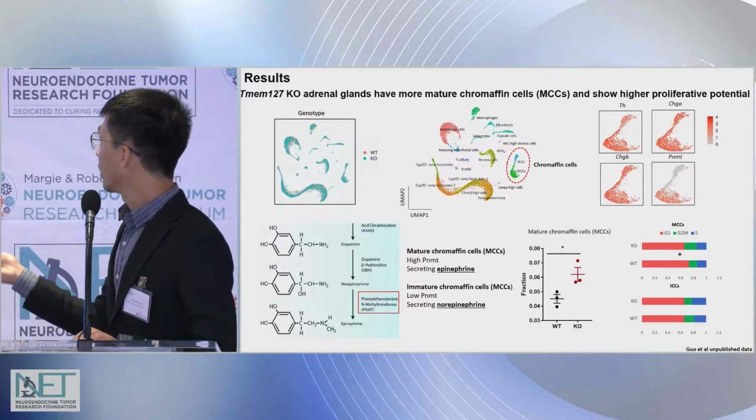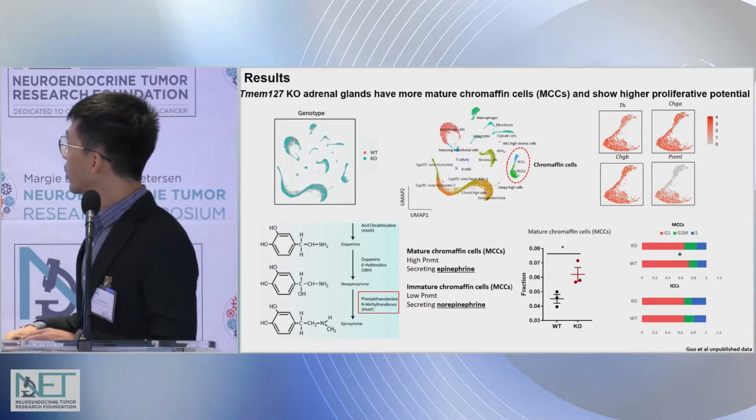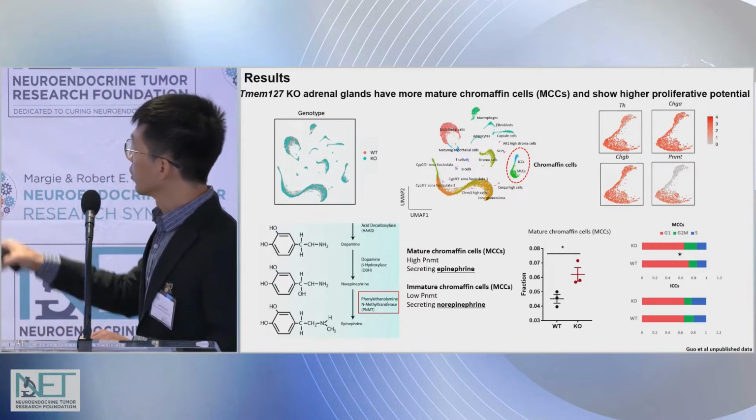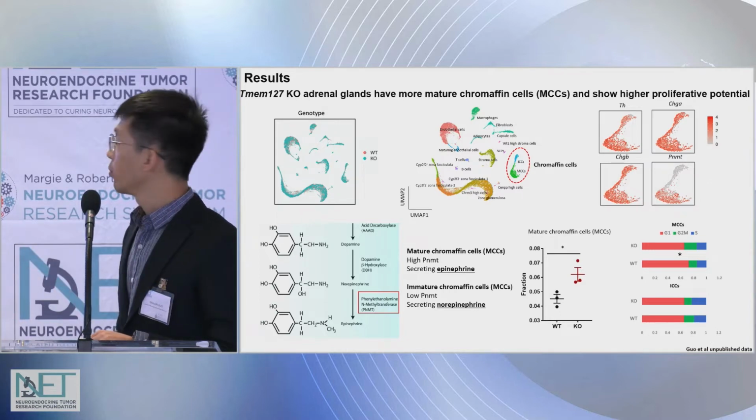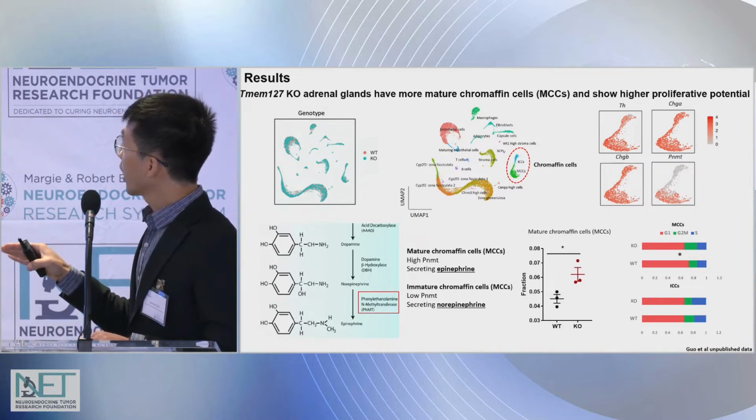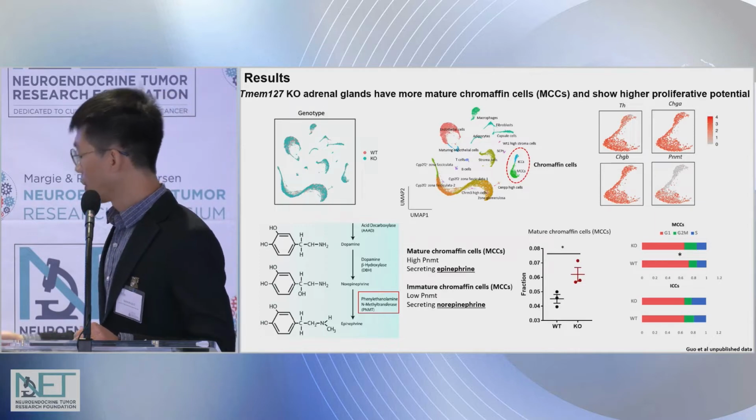And when we look at the cell cycle phase, very interestingly, only the mature chromaffin cells show higher G2M and S phase, which means the knockout mature chromaffin cells show higher proliferative potential.